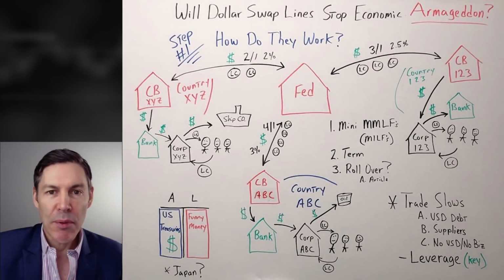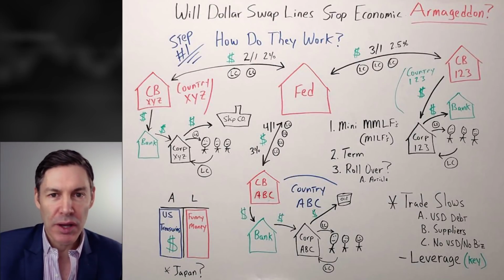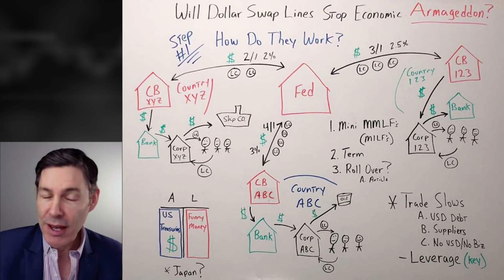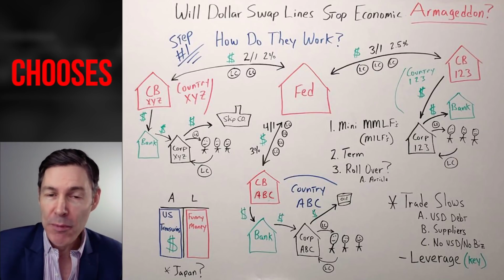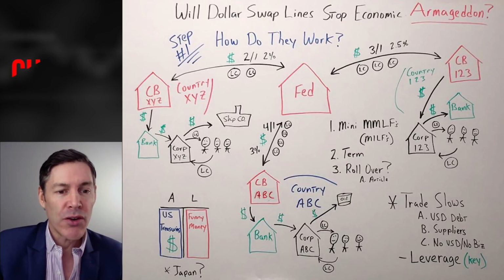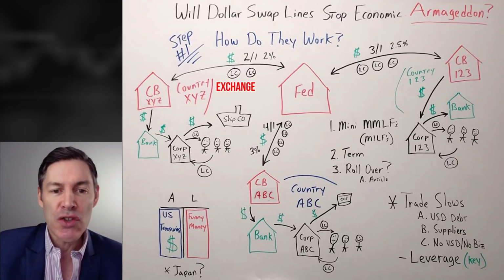Let's look at an example of how this actually plays out. The Fed has a different swap line agreement with every country it chooses to do business with. And yes, I said chooses. Very important distinction. More on that in a moment. But country XYZ, at the time of the transaction, the exchange rate is 2 to 1. So for every $1, you get 2 of their local currency.